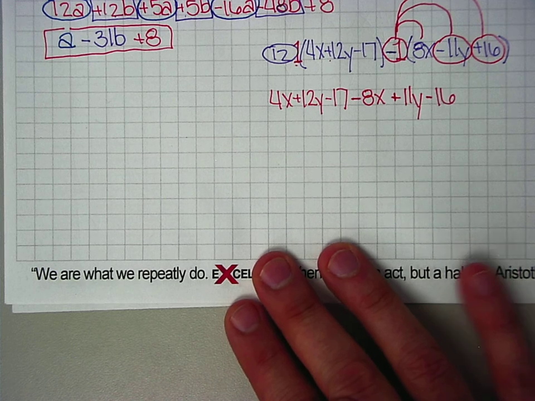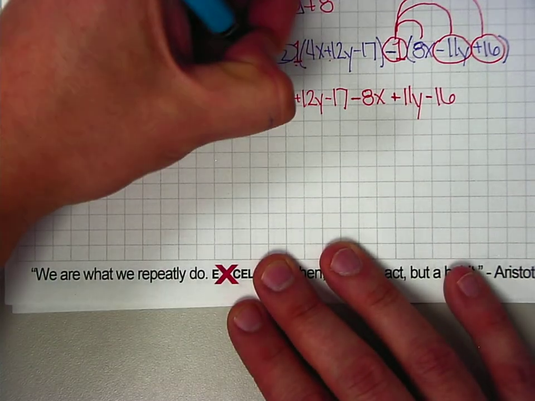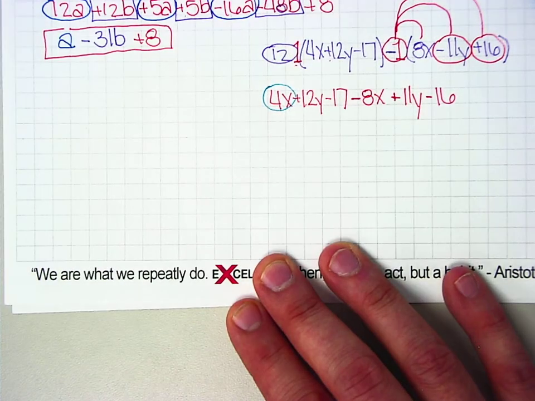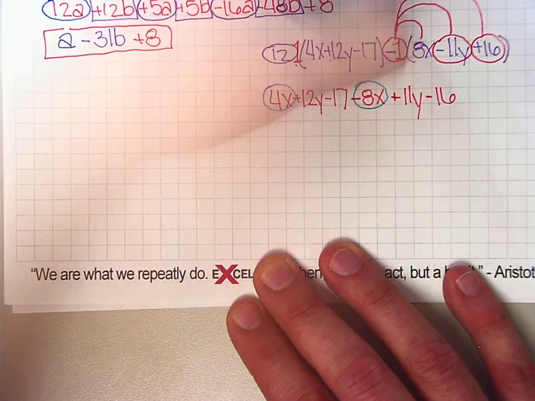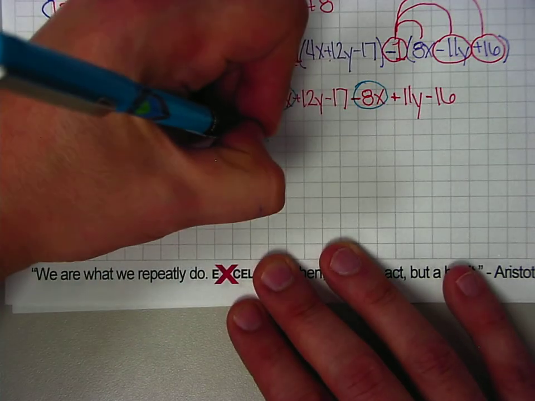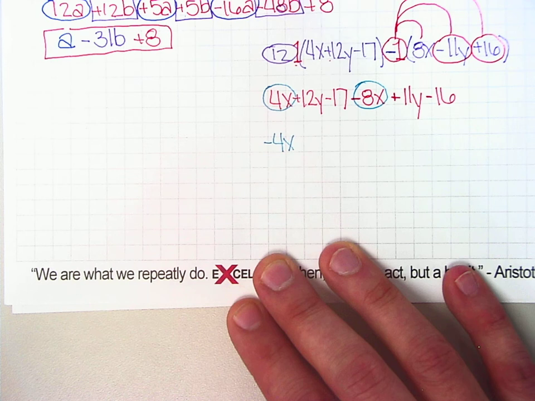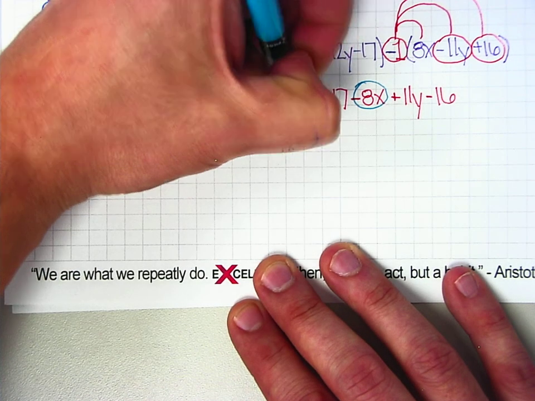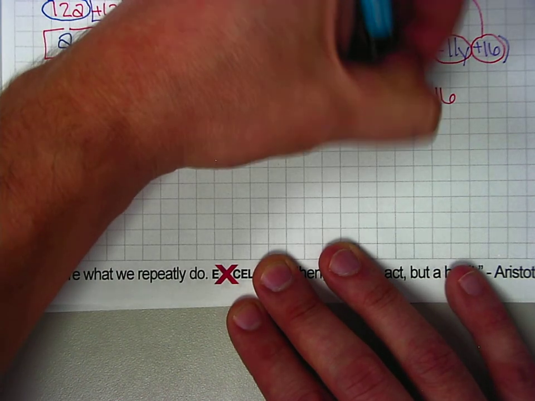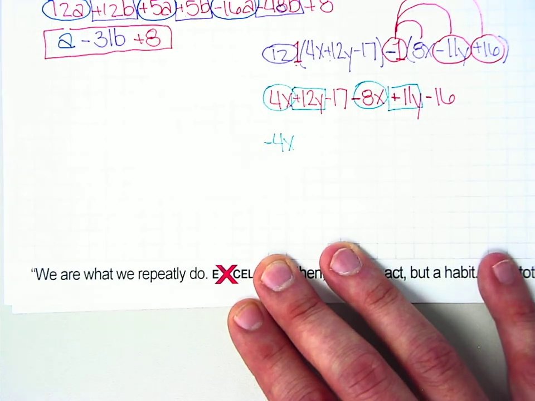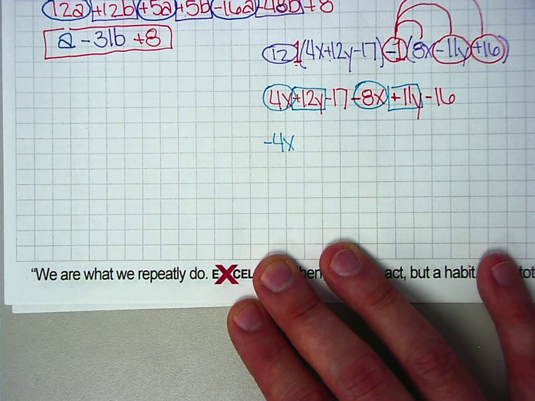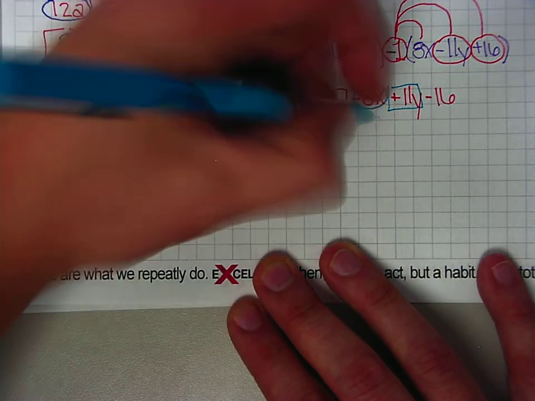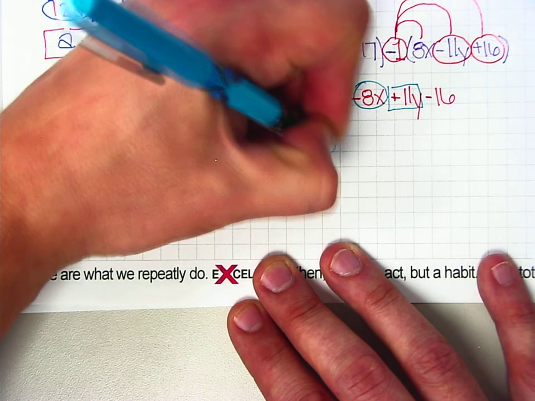So I'll go in alphabetical order with my variables. I have positive 4x's there, minus 8x's. 4x's minus 8x's is -4x's. Now I'll go ahead and combine my y's. I have positive 12y's, and I'm going to add 11 more y's. So 12 plus 11 gives me a total of positive 23 y's.